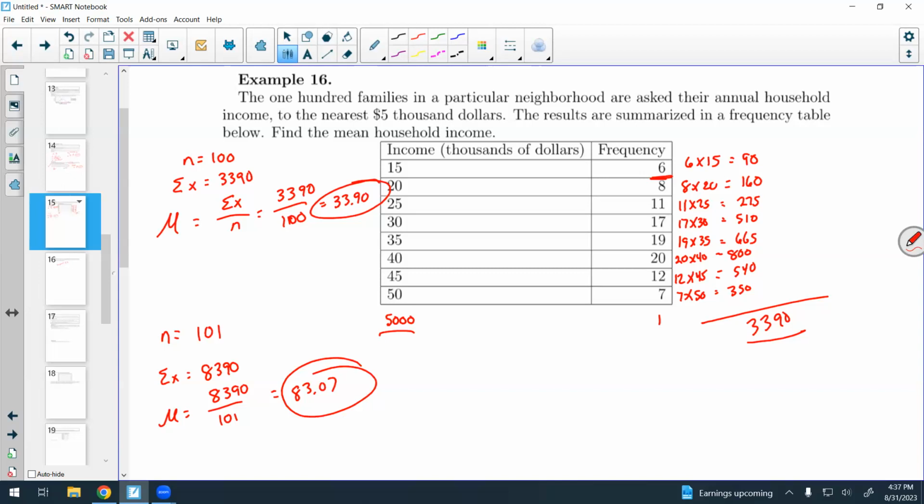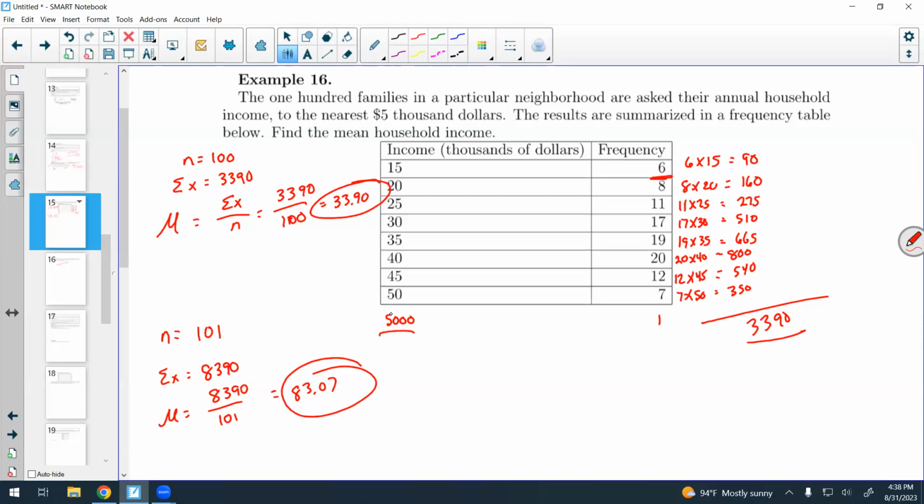Where'd that extra 1 come from? The next question says to add a new family to the neighborhood. Oh, okay, I see. And the purpose of this is you see that one family that's way outside what everybody else is increased the mean by 50. So while the mean can be a good measure of central tendency, as you'll see if you go on in statistics, it can also be easily affected by what's called an outlier, something way outside all the other data. So we have to be careful with that.